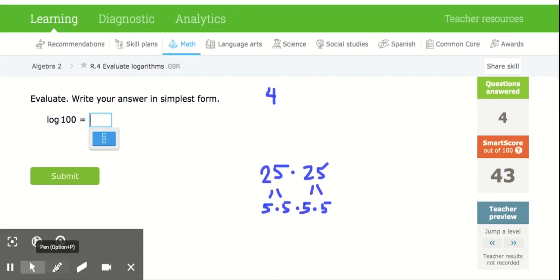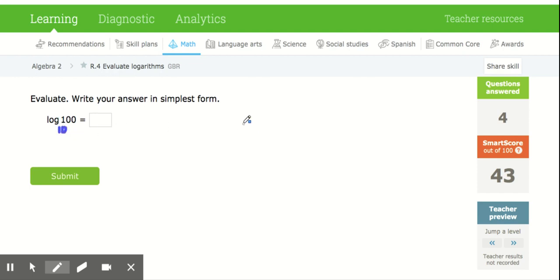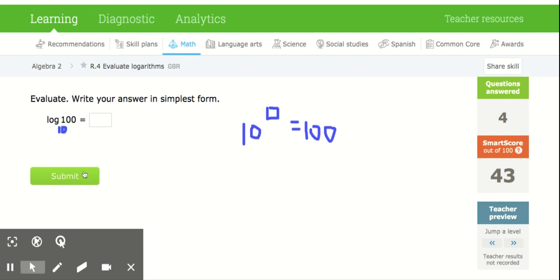All right, this one's a little bit different because it doesn't show us what the base is, right? So remember, if there's no base here, then you have to know that there is an invisible 10 because 10 is the base of our number system, right? So 10 to what power equals 100? Well, that's pretty straightforward. 10 times itself twice, or squared.